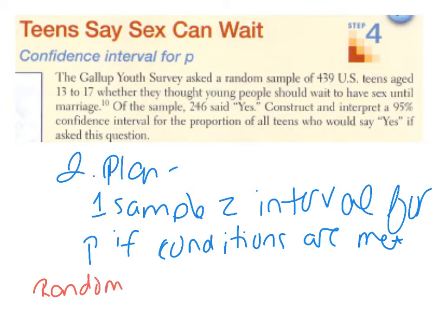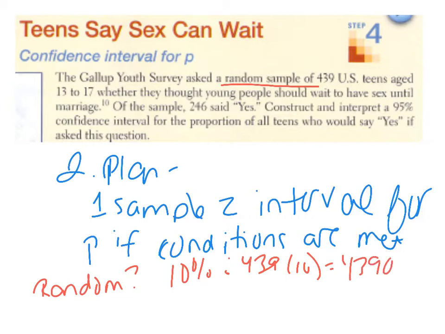So was it random? Well, it says here that it was a random sample. Then I'm looking at the 10% condition. For that, I have 439 times 10 equals 4,390. There are more than 4,390 U.S. teenagers aged 13 to 17, so the 10% condition is met.